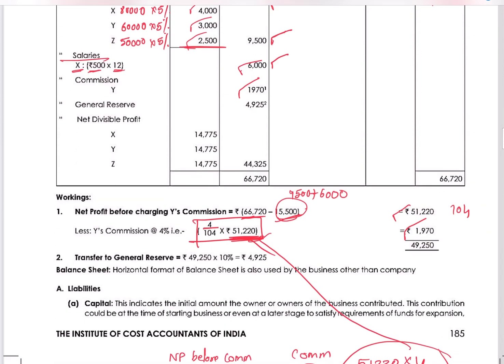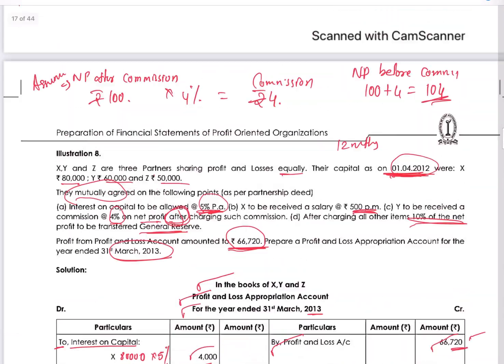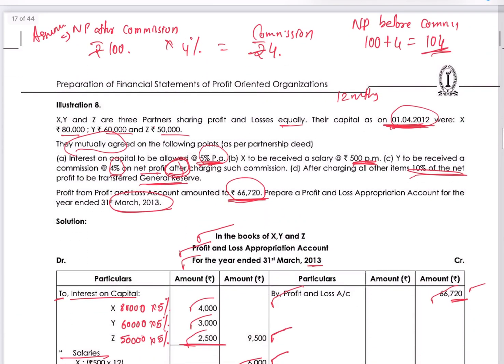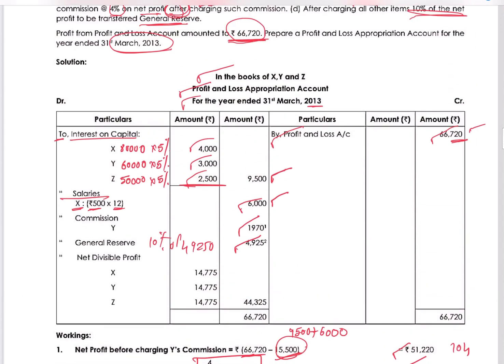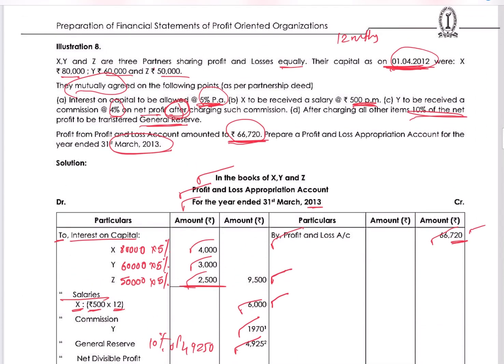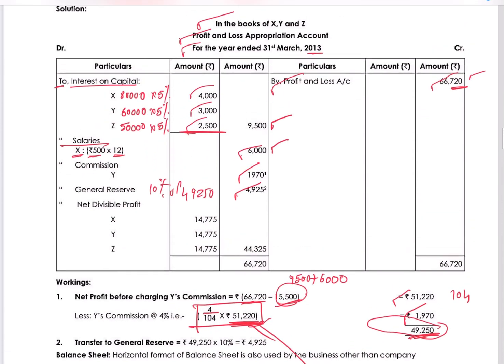So after reducing commission, what we get is 49,250. Next is what? After charging all other items, 10% of the net profit is to be transferred to general reserve. So on 49,250, 10% will go to general reserve. That also is done. After that, what? They have not said anything, they have said the partners will share profits equally. It means everything we have done as per their deed, all the adjustments of the deed we have done.